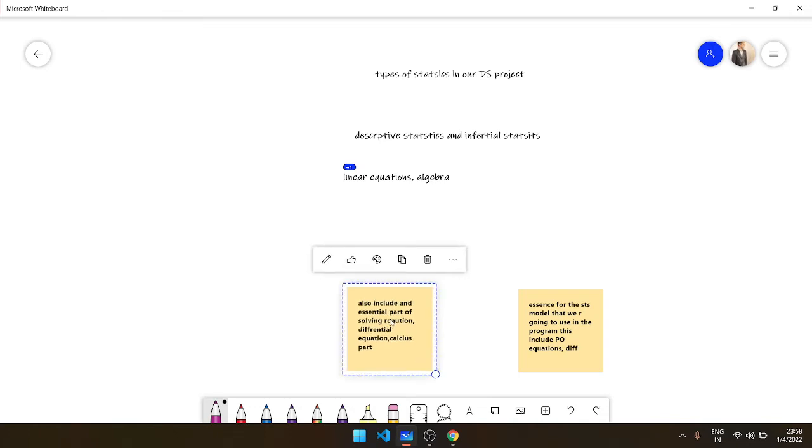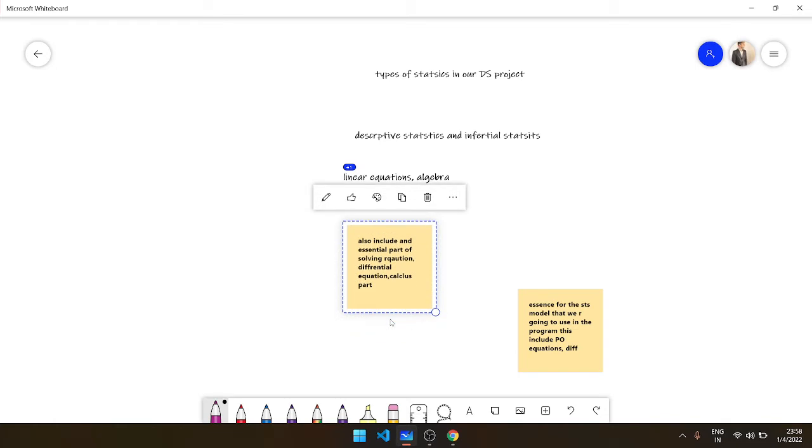So basically the descriptive part includes, as I mentioned, linear equations and algebra. It involves solving the calculus part, the differential part, and a part of quadratic equations too. When you grow enough to have a picture over it, then you can use descriptive statistics.